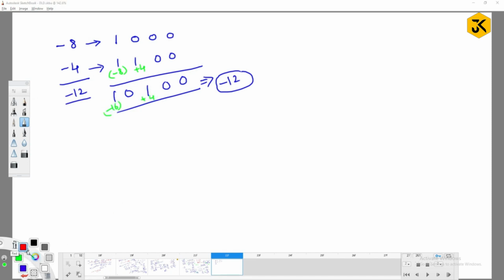But here the thing is, we are trying to consider the extra bit 1. If you are not going to consider the extra bit 1, it will be plus 4 only. But we need to tell the system to consider this overflow also, right? For that, what do you have to do? If you are not going to consider this overflow, you are going to get plus 4, which is definitely a wrong answer.